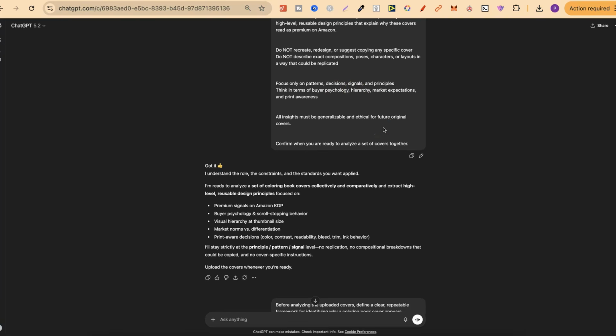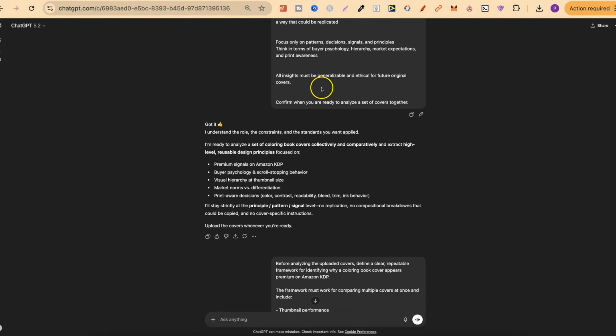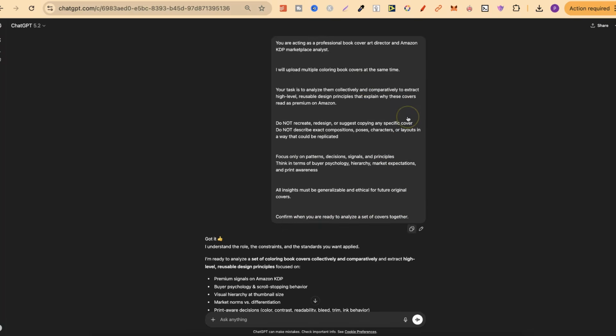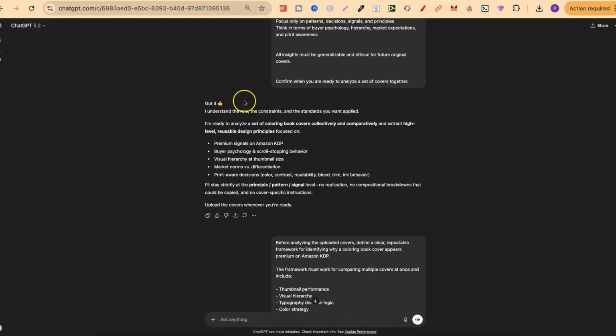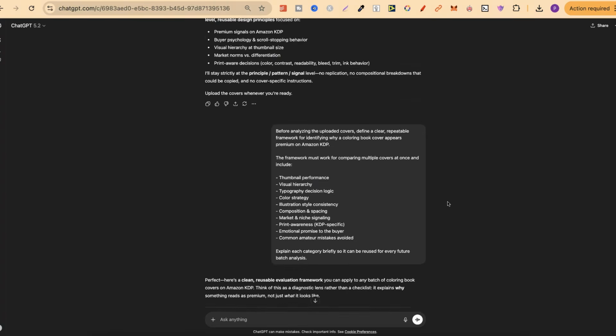Think in terms of biopsychology, hierarchy, market expectations, and print awareness. Now, all insights must be generalizable and ethical for future original covers. Confirm when you're ready to analyze a set of covers together. Now, this is what we want to start with. And it's going to say got it, and then we can feed it the next prompt.